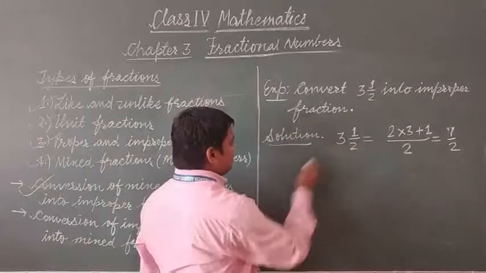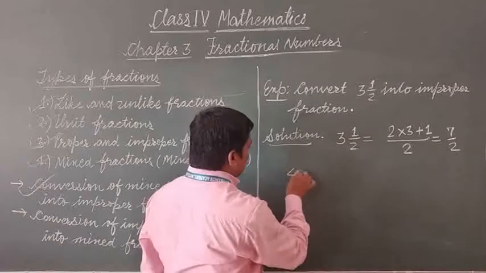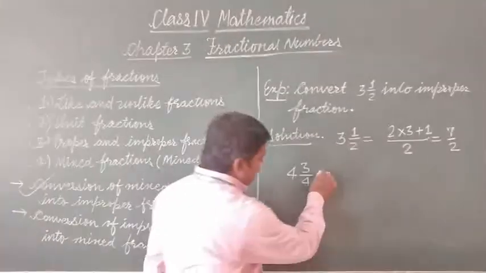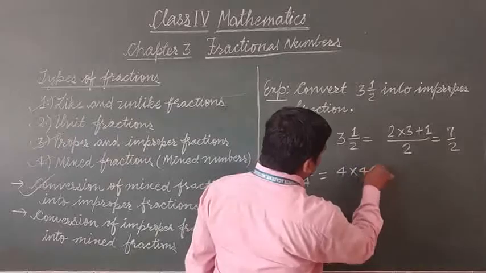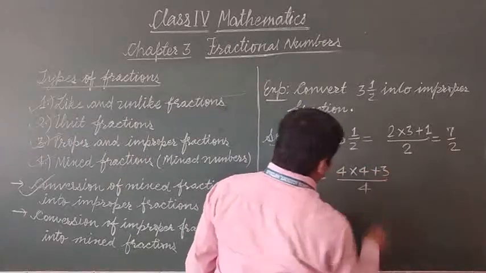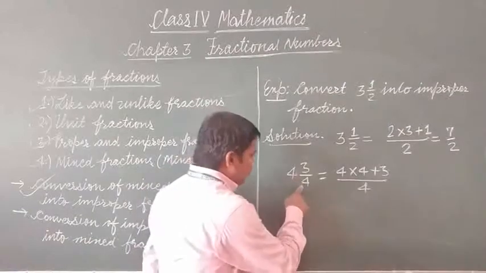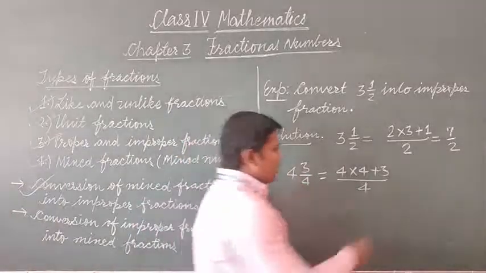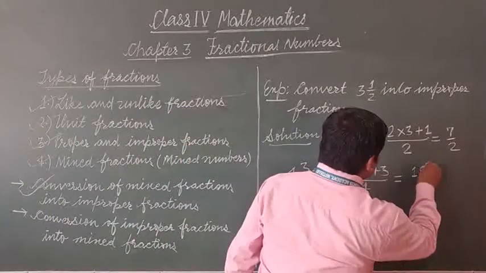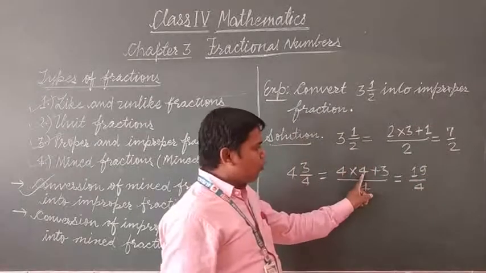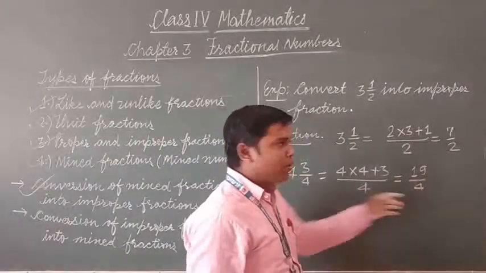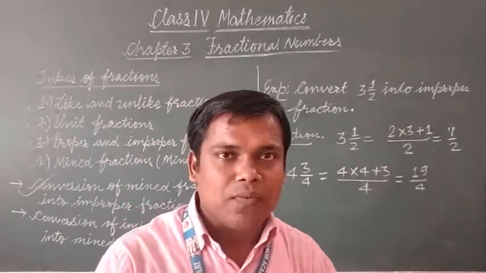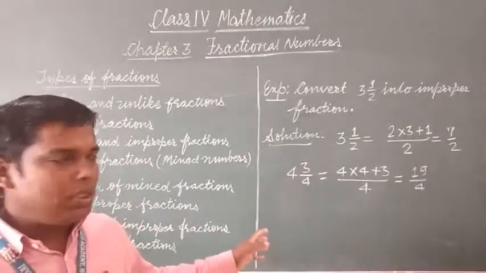Another example I am taking. Suppose I have to convert 4 whole 3 by 4 into improper. So I will write it 4 into 4 plus 3 by 4. Means the numerator will become 4 multiplied by 4 plus 3 and the denominator will be the denominator of the mixed fraction. And here it will be 19 by 4. You can read it 4 4s are 16 plus 3, 19 divided by 4. So this is the conversion of a mixed fraction into improper fraction. I hope you understood this conversion.